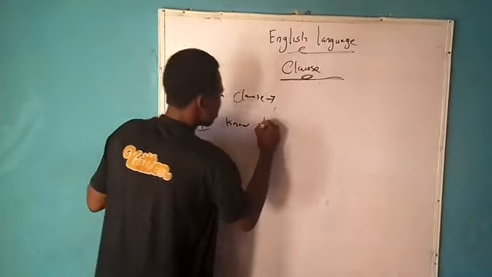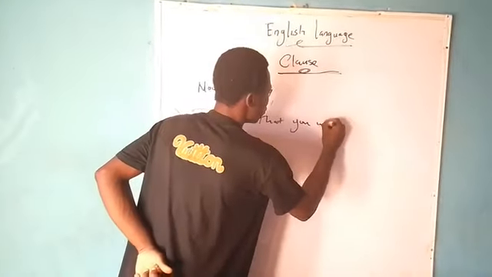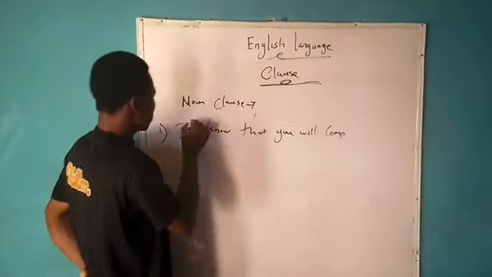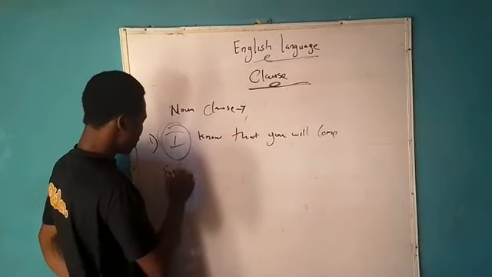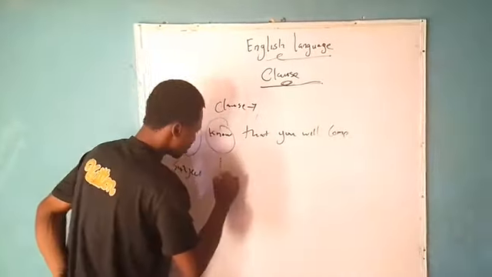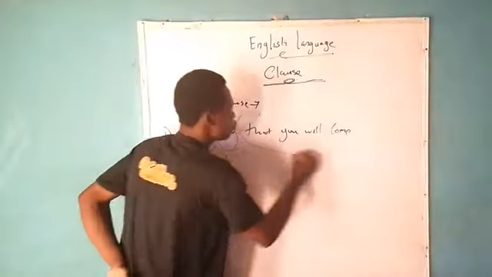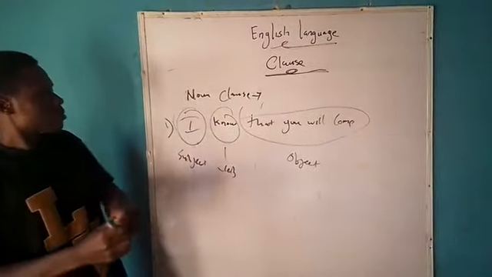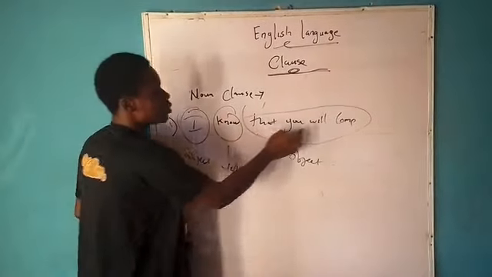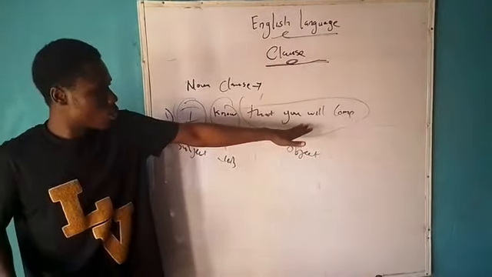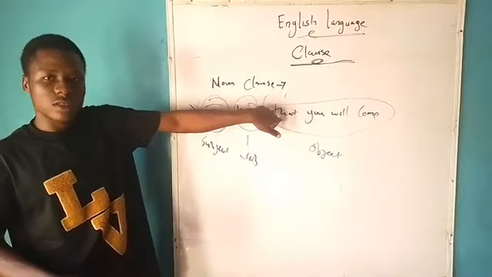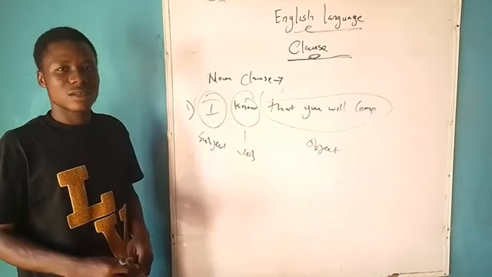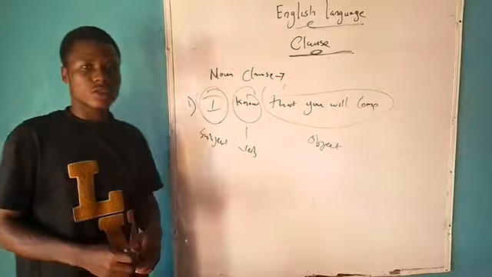I know that you will come. I'm looking at this sentence very well. This "I" is our subject. This "know" is our verb. And "that you will come" is our object. Can you see it very well? And you can see that "that you will come" is a noun clause, since it starts with a subordinating conjunction, and it acts as the object of this sentence, thereby making it a noun clause.